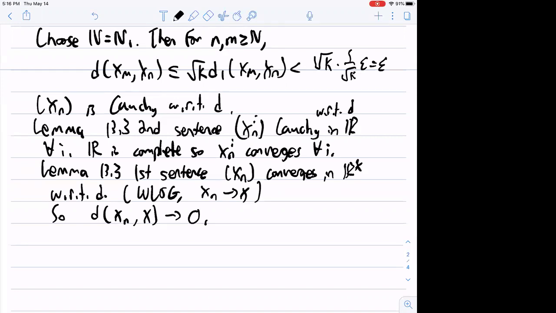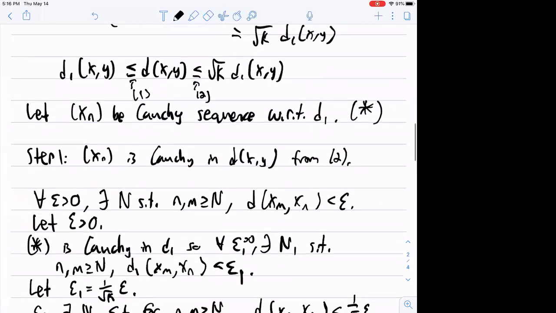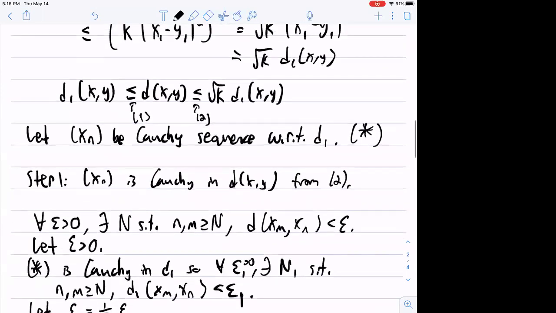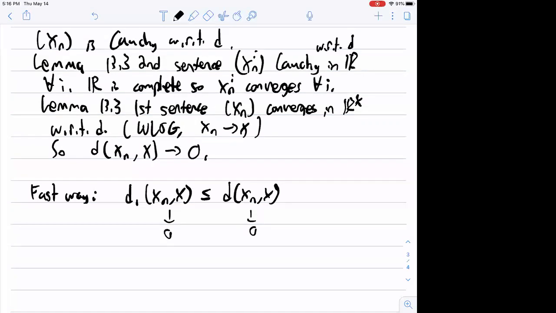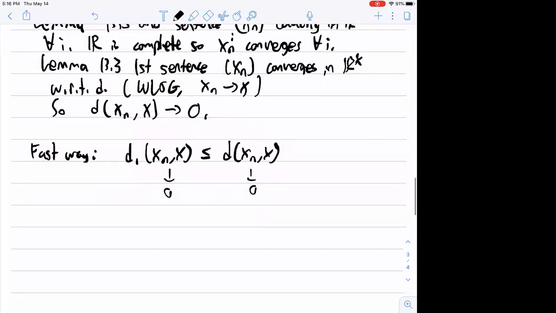Okay, but our goal is to show d1(x_n, x) goes to 0, right? Because we want to show the sequence in d1 converges. And that's when we use 1. The fast way is d1(x_n, x) is less than d(x_n, x). This thing goes to 0, so since d1 is smaller, it has to go to 0, because distance is always positive. So that's the fast way. But we had to do the epsilon proof, so it's not hard.